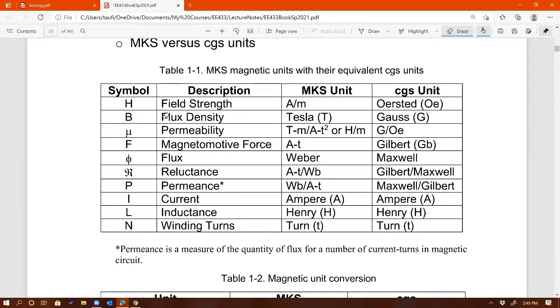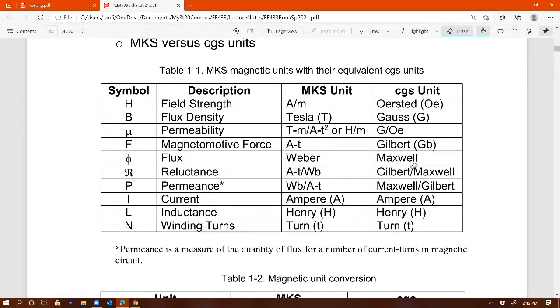So anyhow, just a couple of examples. H is field strength. MKS is amps per meter, but in CGS they use Oersted. For flux density, they use Tesla for MKS, but Gauss for CGS. So make sure that you go back to this table if you see a data sheet and they give you these different types of units, because you can easily forget this.